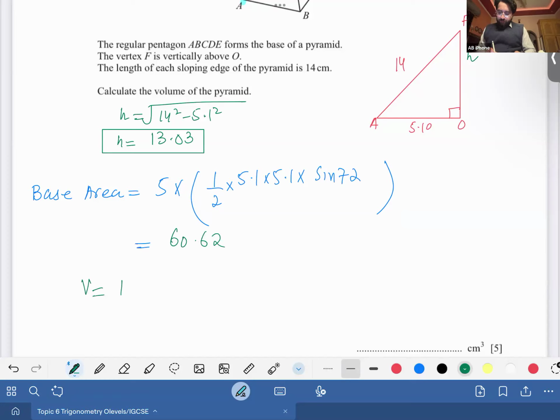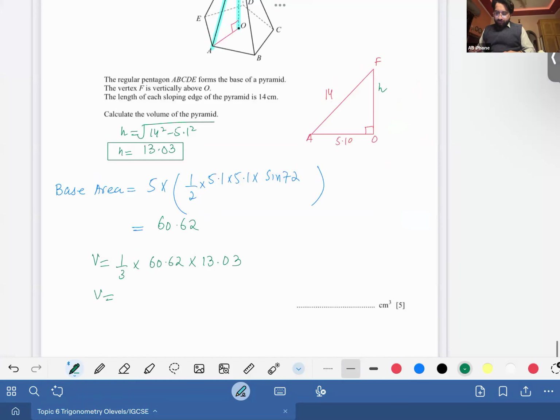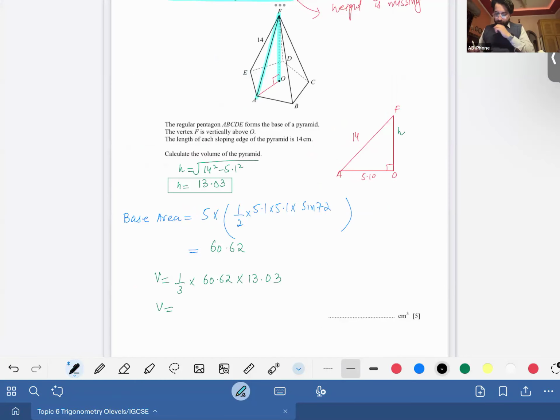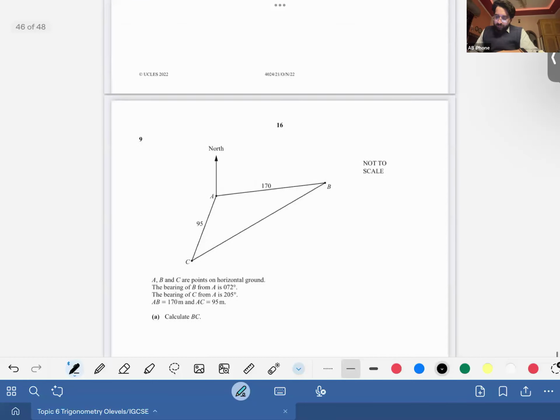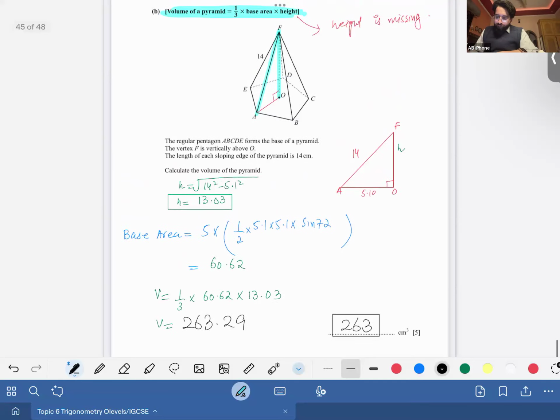60.62. So the volume is 1/3 base area times height. The height is 13.03. So what is the answer? Just tell me the final answer. 263.29. So 263 is the final answer to three significant figures. Understood everybody or not?